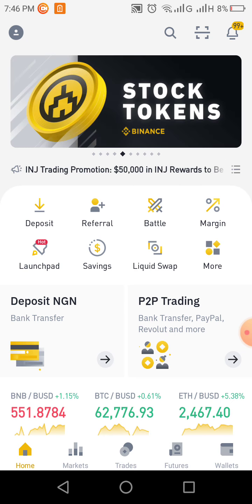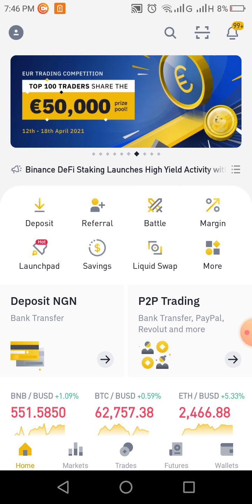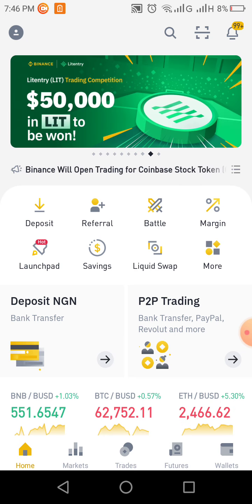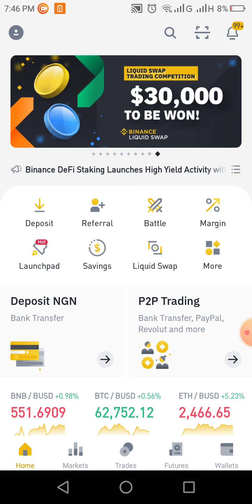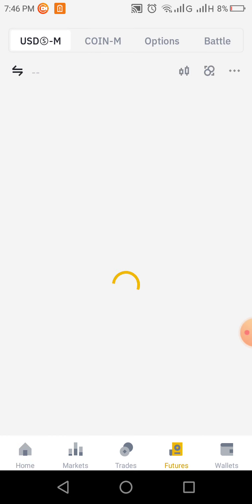Right, so if you look at the interface, there's a lot available on Binance, a lot, but what we're interested in are the icons at the bottom. You see there's home, there's markets, there's trades, there's futures, there's wallets, right? So we are interested in the futures icon at the bottom right. You see futures, just tap it.